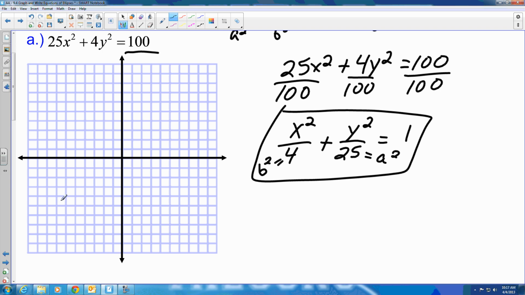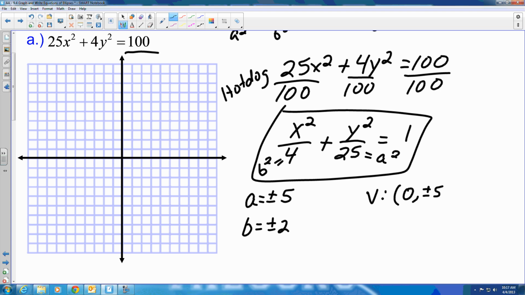So already looking at the graph, I already know that this is going to be a hot dog ellipse, where a is going to equal plus or minus 5, and b is going to equal plus or minus 2. So that means that the coordinates for my vertices are going to be 0 comma plus or minus 5, because it's a hot dog ellipse, and then our co-vertices are going to be plus or minus 2 comma 0.